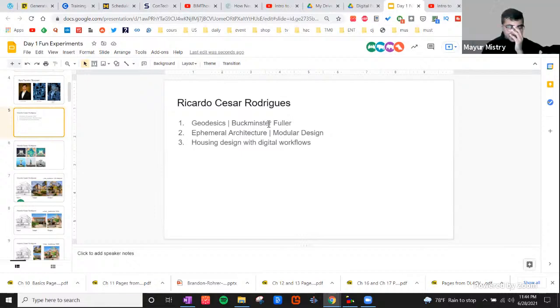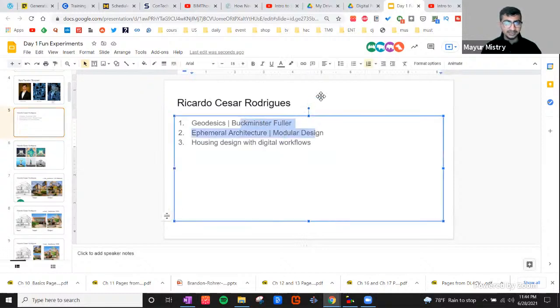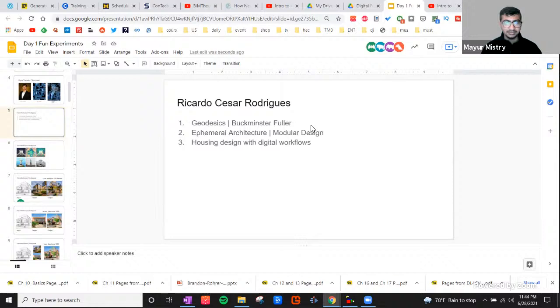So I experimented in one of the CLIP models with Buckminster Fuller and geodesics. It has good memory of the structures of Buckminster Fuller. So I think these two prompts in CLIP plus VQGAN are going to generate interesting results. For digital workflows, you might need to define it a bit with more specific design cues, but it can also surprise you with digital workflows.